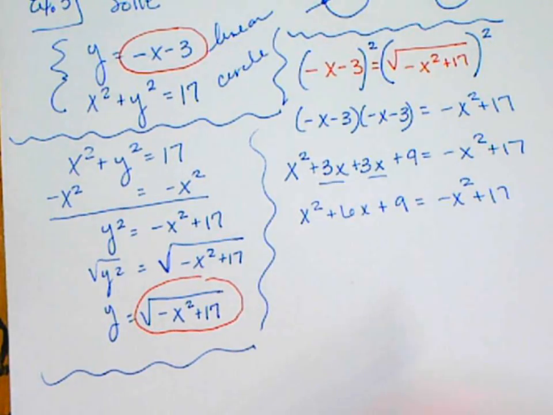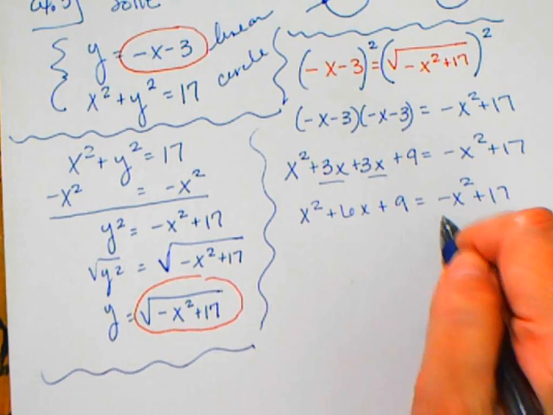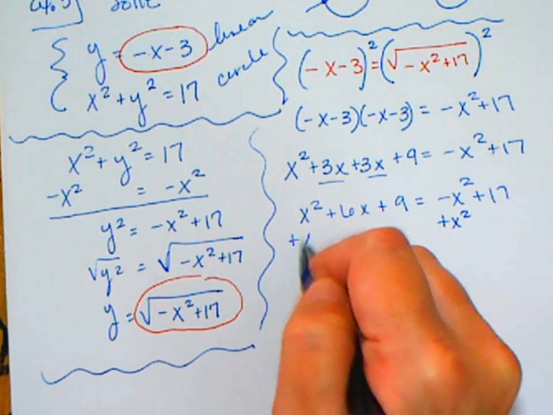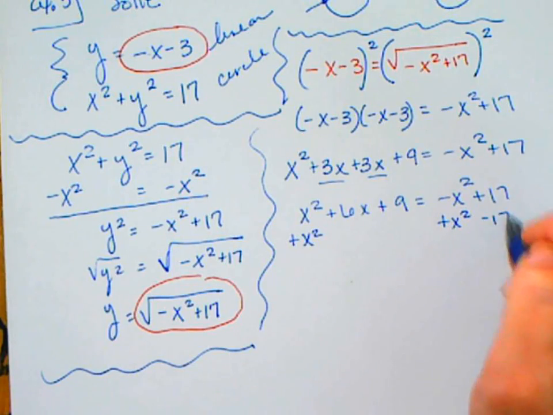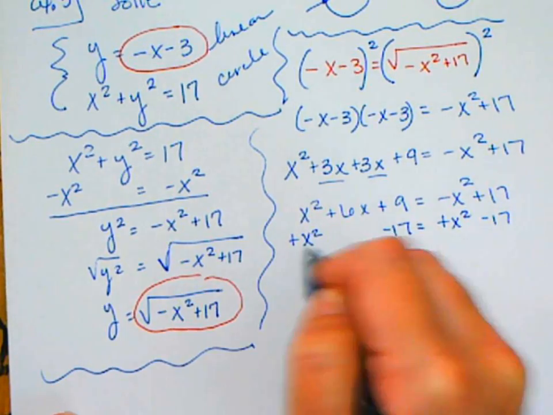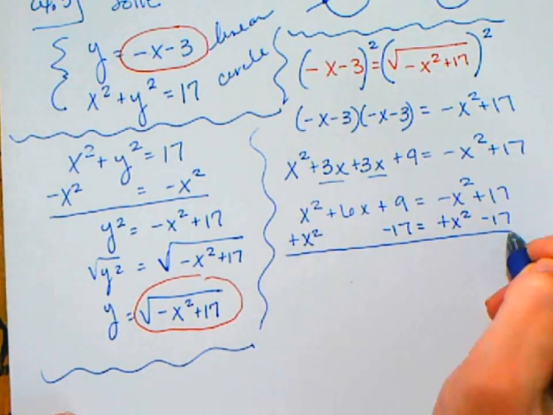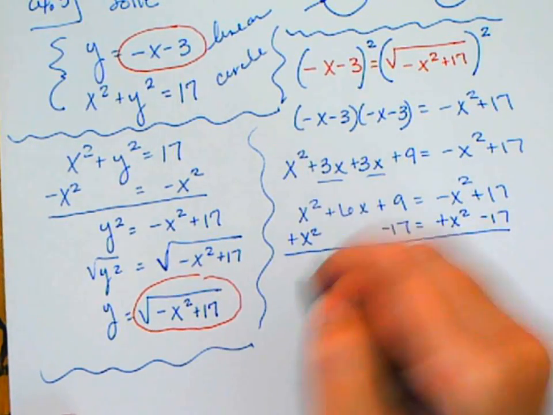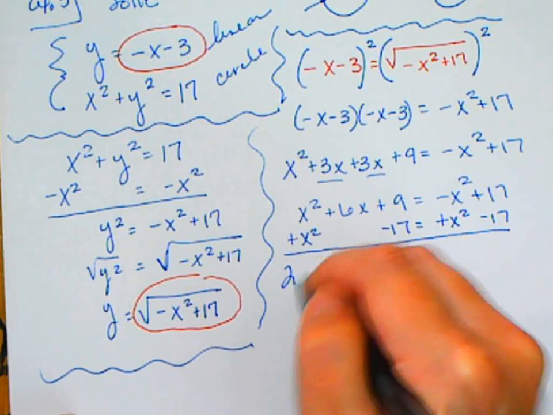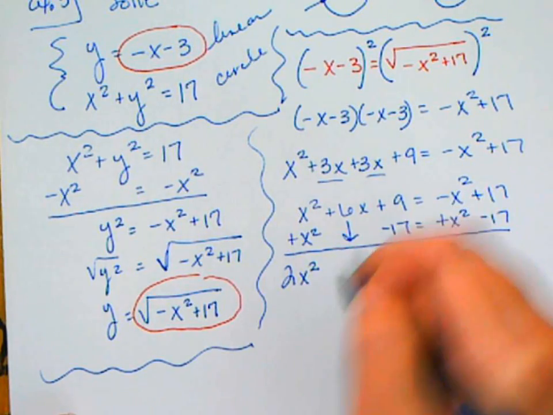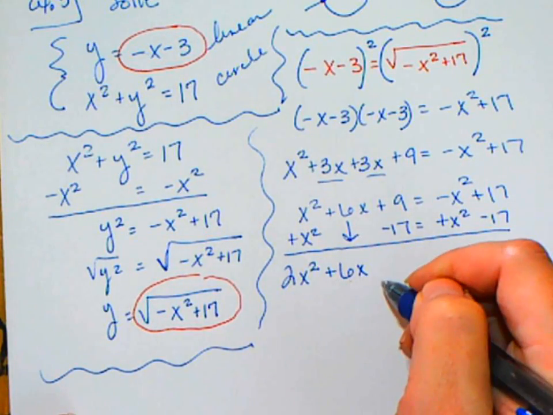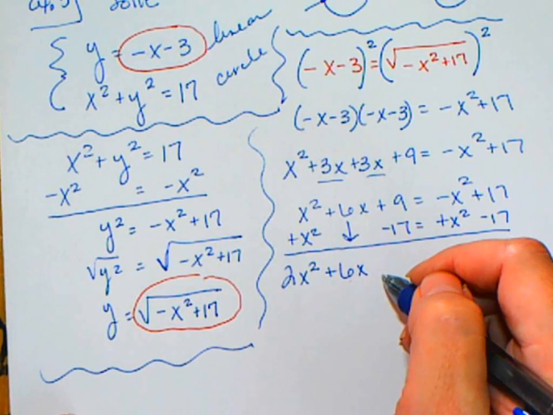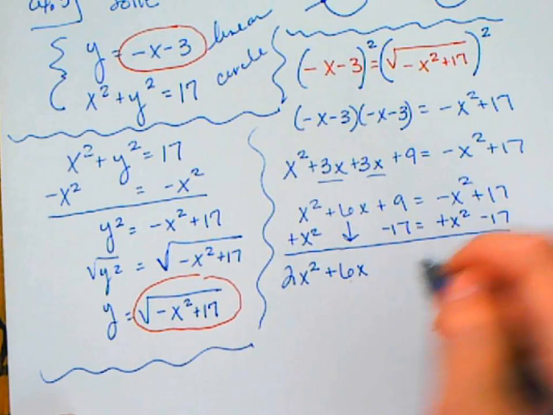Okay, just add the x squared then. Yeah, I'll add x squared to both sides. And I'll subtract 17 from both sides. So x squared plus x squared is 2x squared. The plus 6x, I have no like terms to combine it with. And then positive 9 minus 17, negative 8.